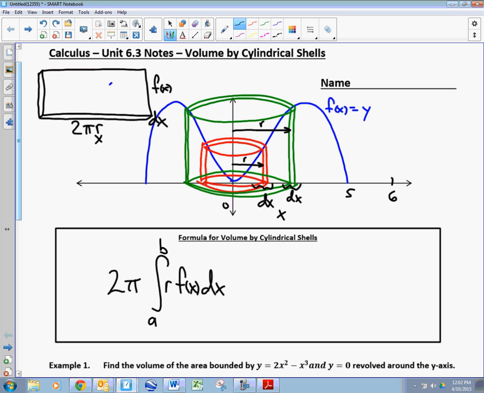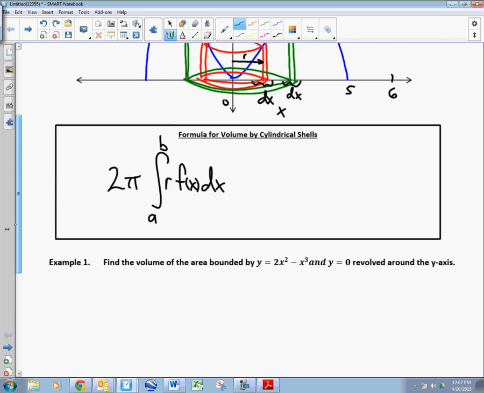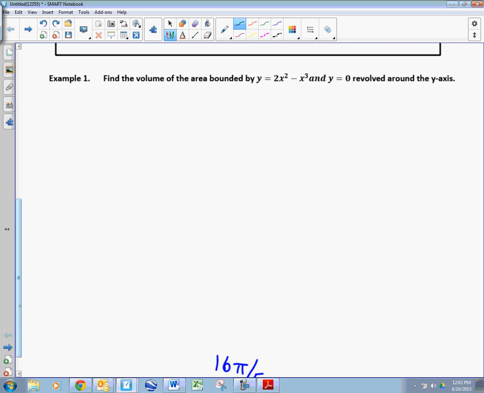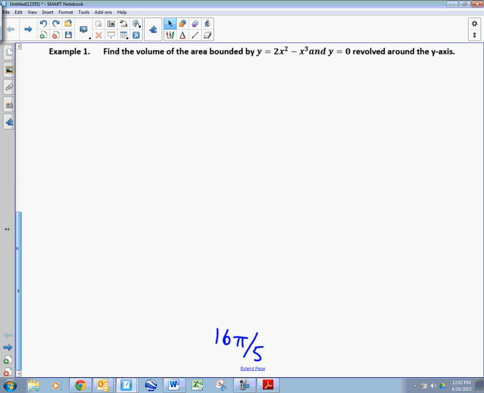Because 2 pi r times f of x times dx is the volume of that shape, right? And I do an infinite number of them. Okay, so let's do the classic example, see how this works out.